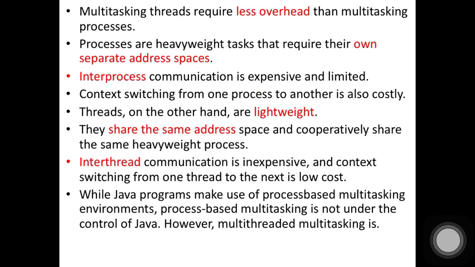Inter-process communication is somewhat expensive, and overheads take place in process to process communication. But inter-thread communication is inexpensive, and switching from one thread to another is done at a lower cost. While Java programs make use of process-based multitasking environments, process-based multitasking is not under the control of Java. It is in the control of the operating system, but multi-threading is in the control of Java itself.